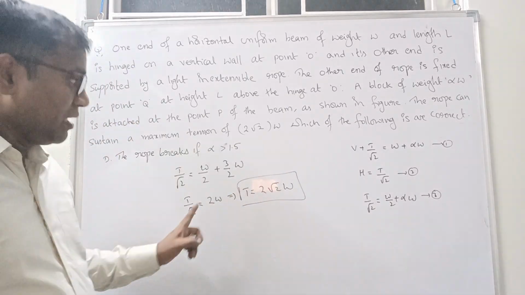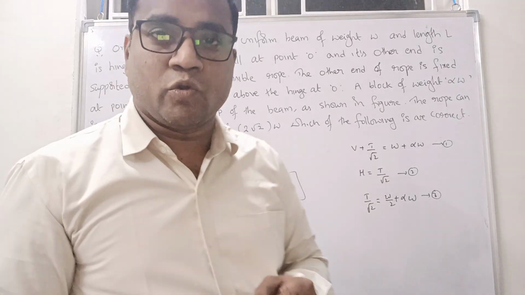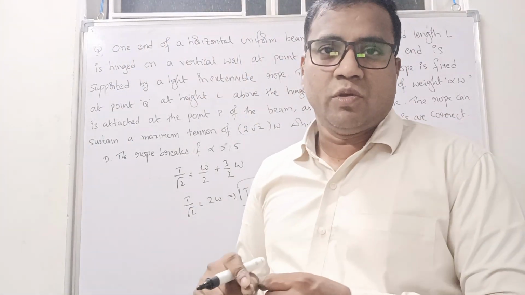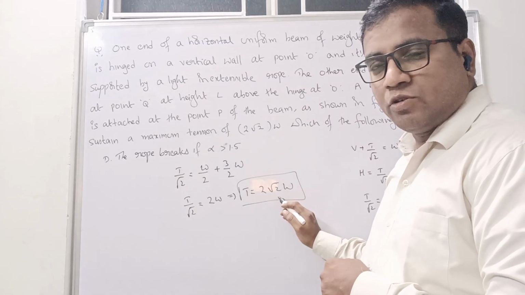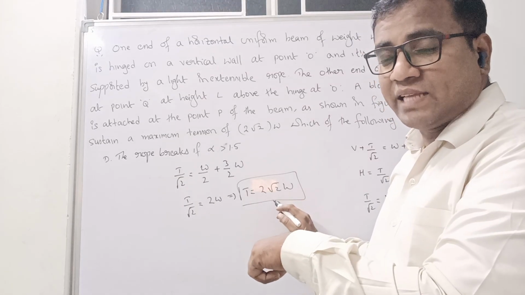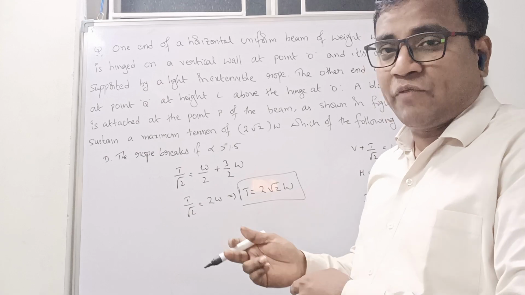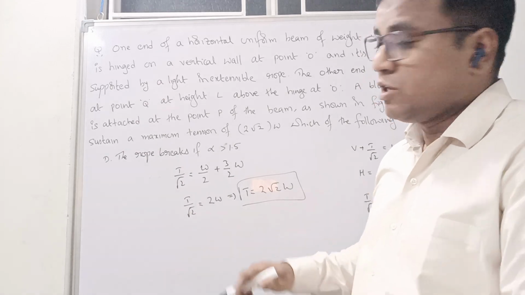What is the value of T? That means at alpha is equal to 1.5, tension is 2 root 2 W. But what is he asking? He is asking that if alpha is greater than 1.5, it will break. Now we'll see the question here.